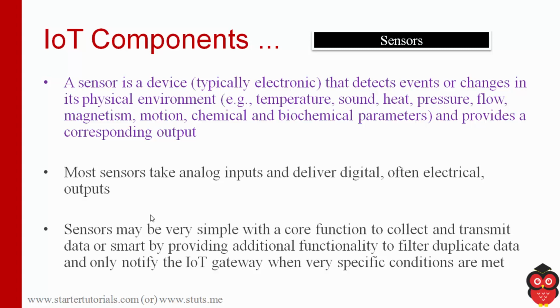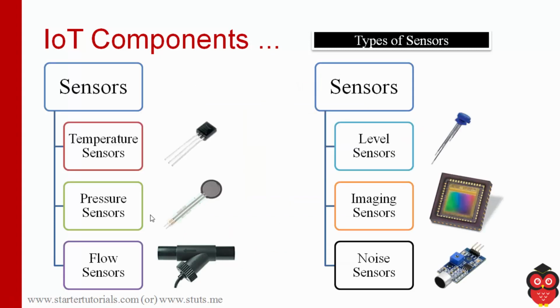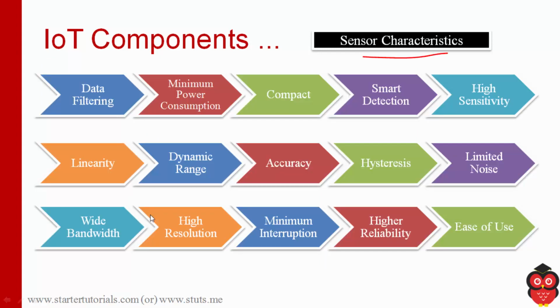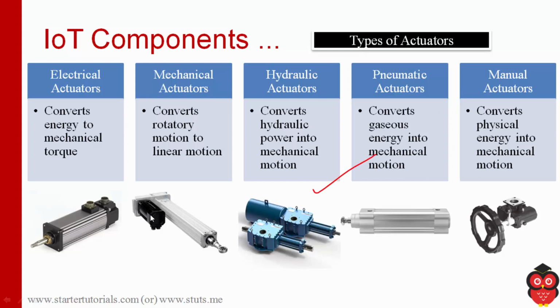device. Then we have seen some points about sensors, like what is a sensor and the basic structure or the different components in a smart sensor, and also different types of sensors, followed by the sensor characteristics. Okay, and then we have seen some points about actuators. So you have seen the definition of an actuator and different types of actuators. So these are the different things you have learned in the last session.